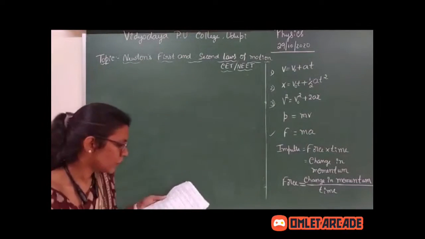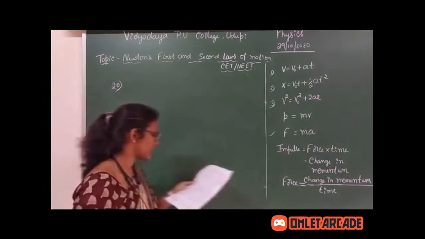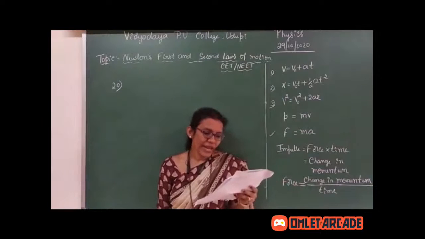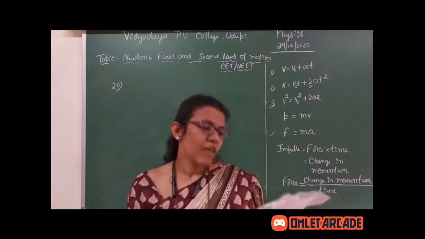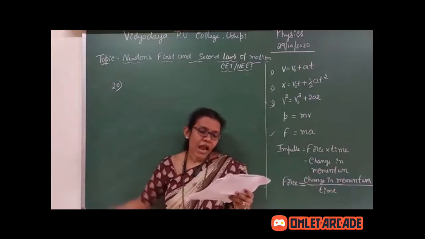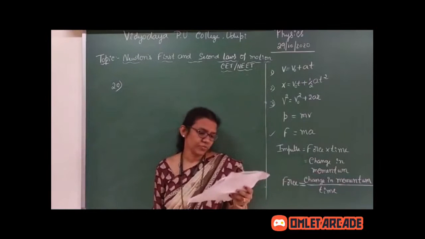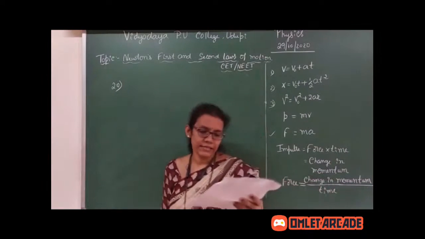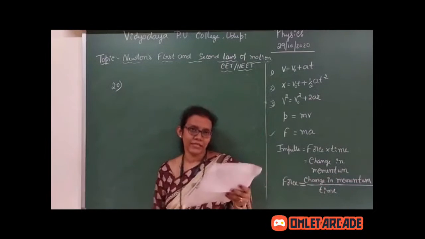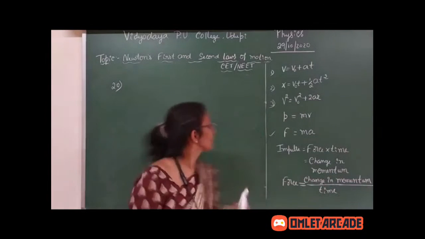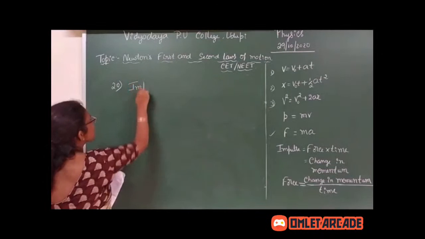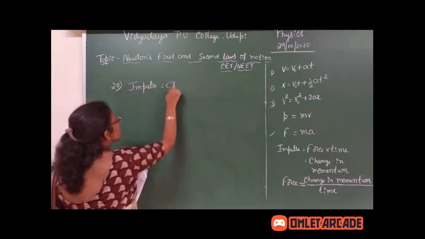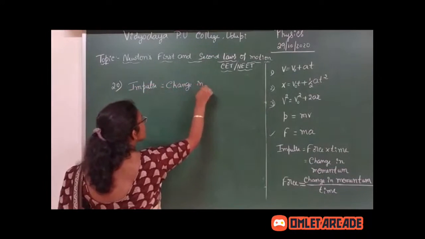Next, question number 20. A ball of mass 0.1 kg strikes a wall normally with a speed of 30 meter per second and rebounds with a speed of 20 meter per second. The impulse of the force exerted by the ball on the wall is... What is given? You have to calculate the impulse. So impulse is nothing but change in momentum.